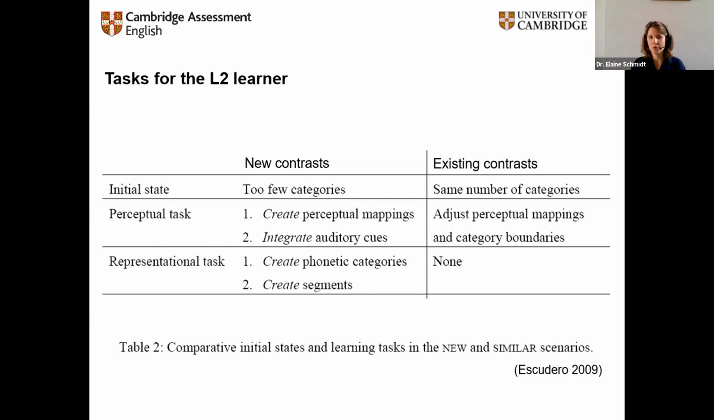So this is what the L2 learner needs to do as they encounter new phonemes. Now, this is, of course, not as they listen to speech, but as they learn the language. This is the very, very beginning stage when they learn a language. So if Spanish learners, for example, learn English, this is what they would do with the vowels and with the consonants. New contrasts are, of course, then very difficult because you need to do more things. You need to create perceptual mappings, you need to create phonetic categories, and you need to create segments, whereas existing contrasts are not difficult at all.